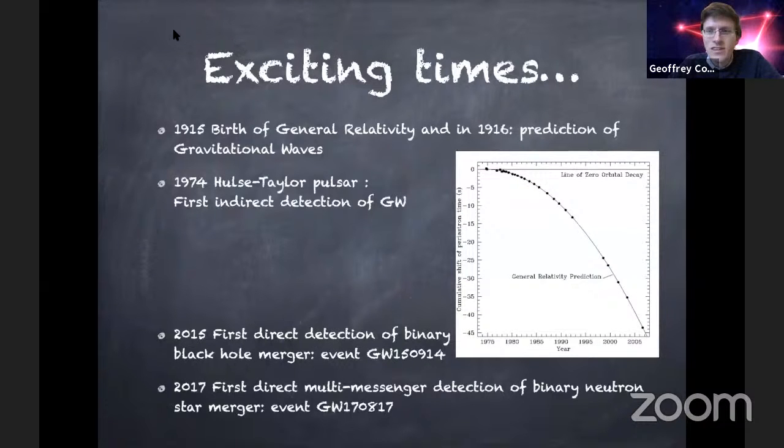So we live in very exciting times. As you know, there was a direct observation of gravitational waves in 2015. And that's a long history, starting from the prediction of gravitational waves. It was done at the birth of general relativity, roughly 100 years ago.